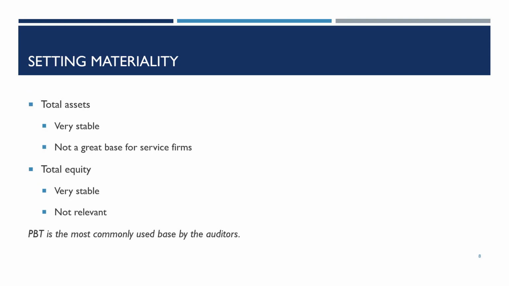The next is total assets. The beauty is it's very stable. For example, PPE, plant and equipment, does not tend to change too much, but it's not a great base for service firms because there are not a lot of assets for them to use.